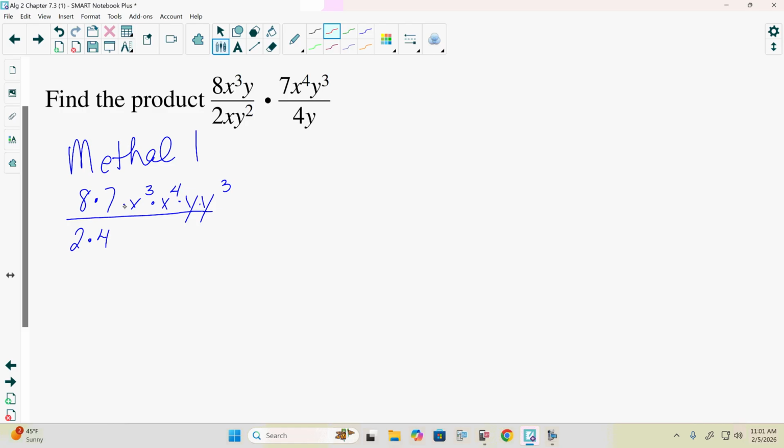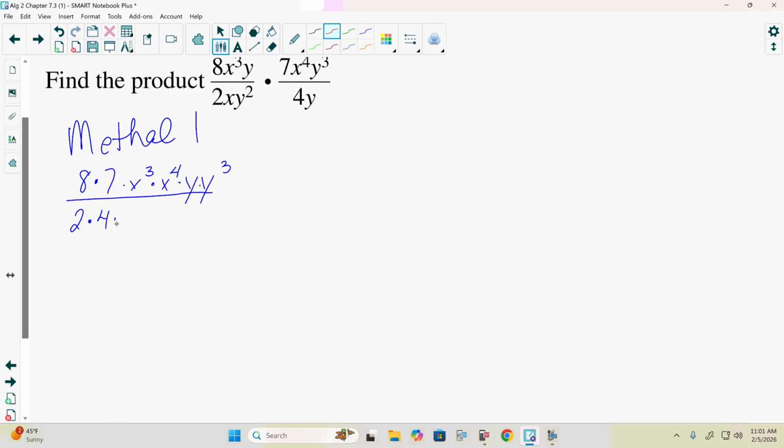On bottom, we'll have 2 times 4 times x. Any other x terms? Then we have y squared times y.